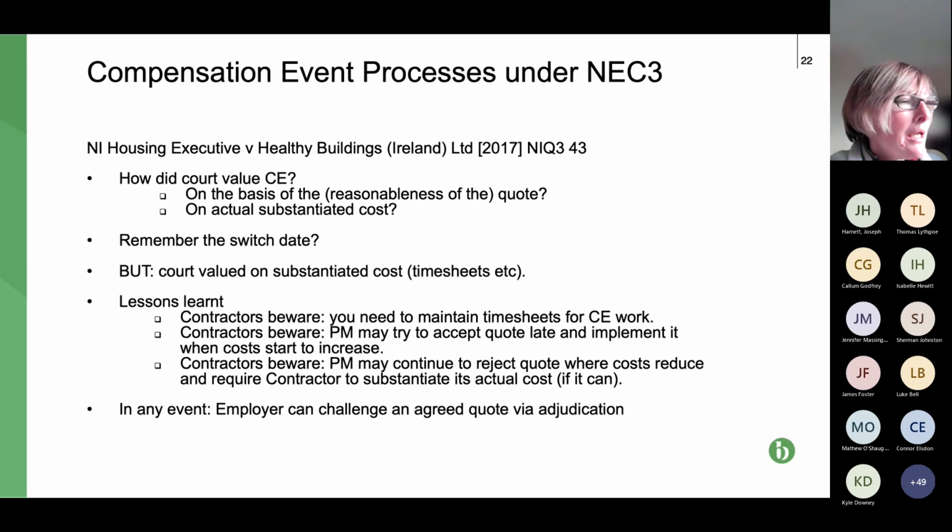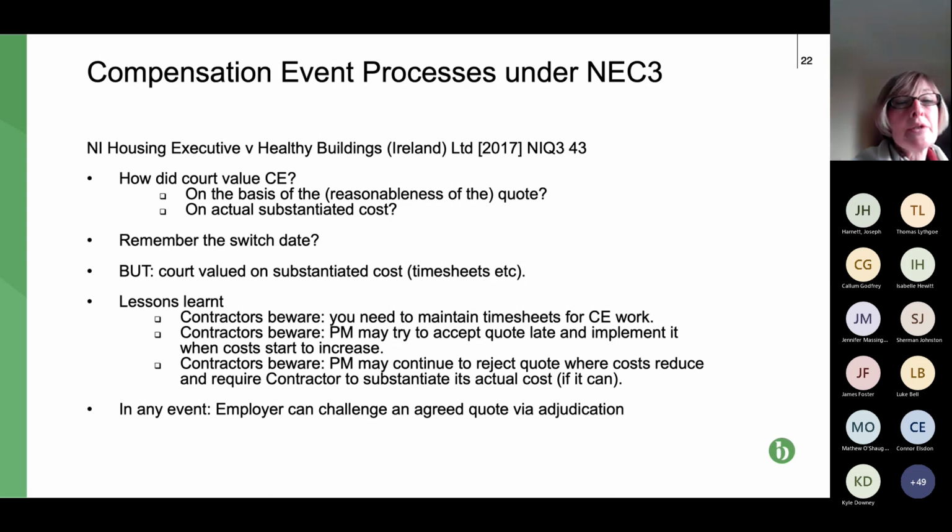So I think the problem with this case is that you have one way of doing things under the contract, and then it's completely changed when you get to court.